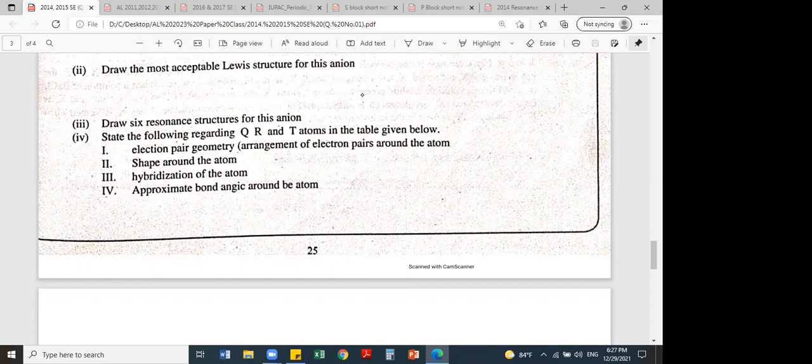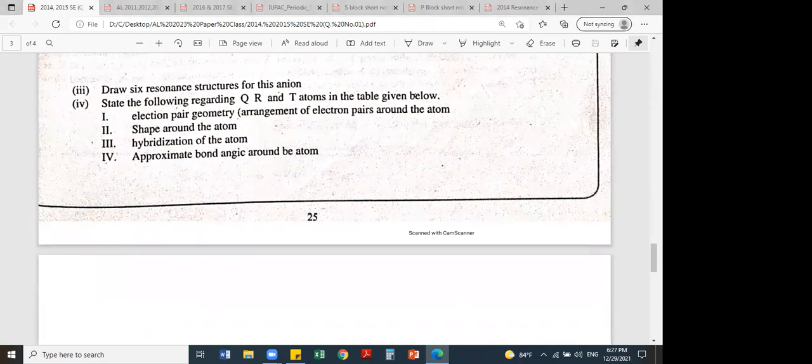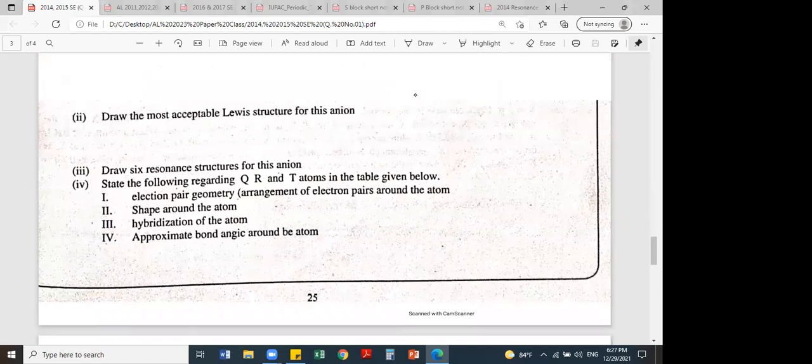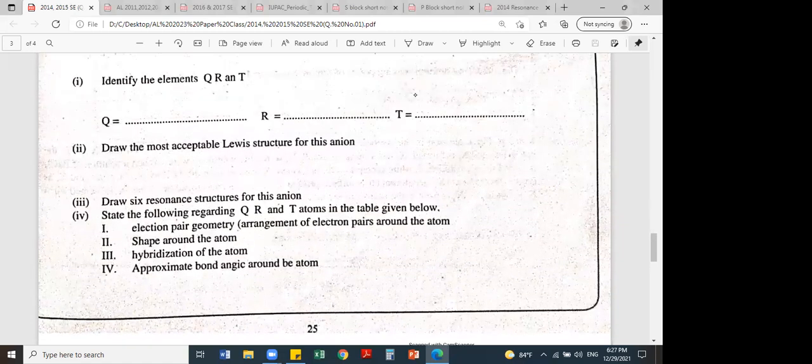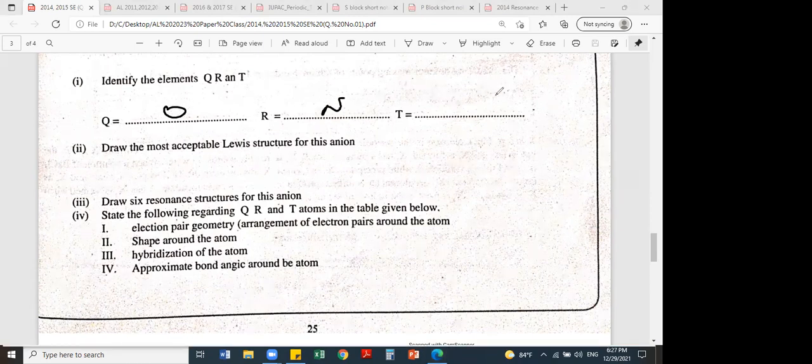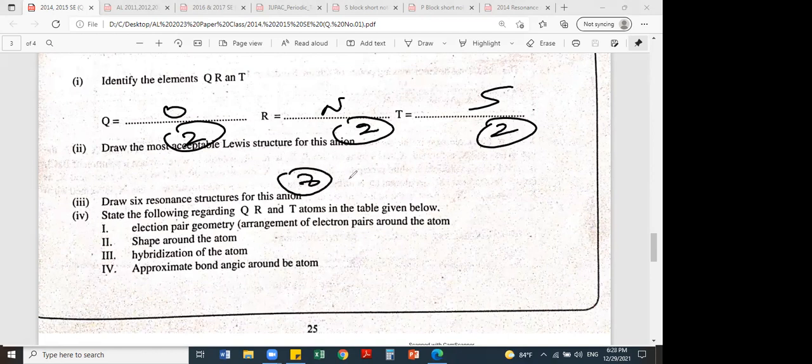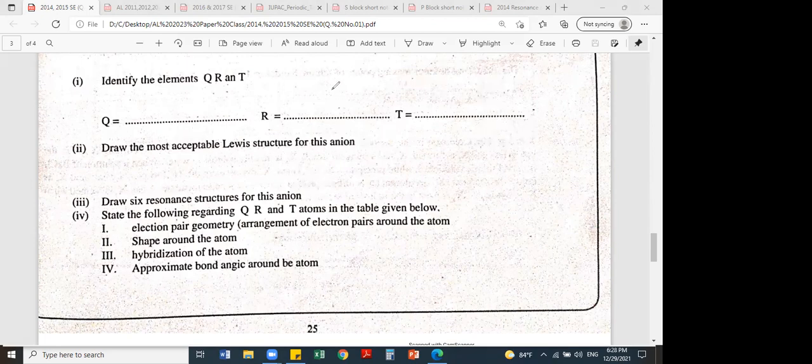In the marking scheme, they have given 8 marks for the correct Lewis structure and 2 marks for each. So they have given 2 marks for writing oxygen here, nitrogen here, and sulfur here. So 2 marks each. And this one they have given 8 marks for the correct Lewis structure. Now let's draw the resonance structures. I will use a separate white background for this.